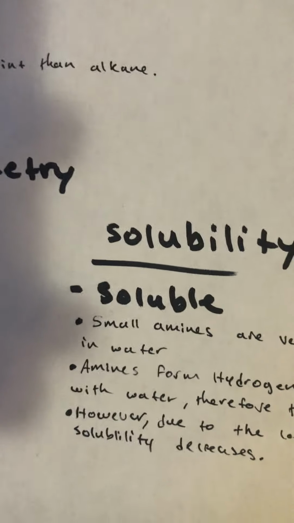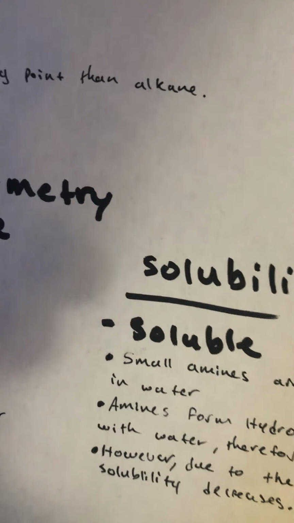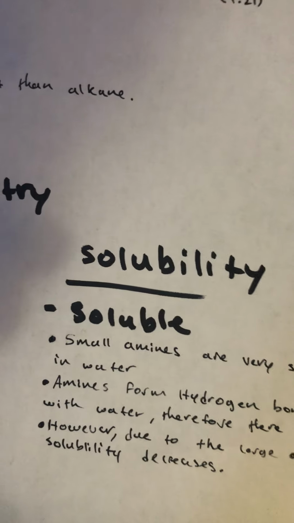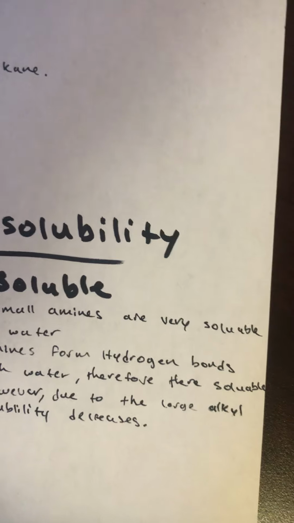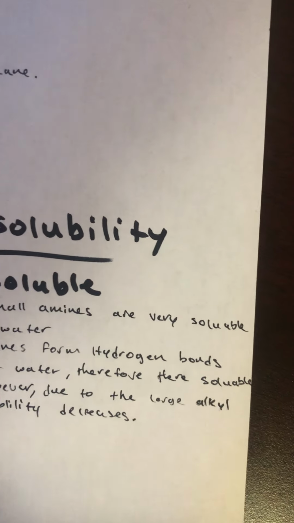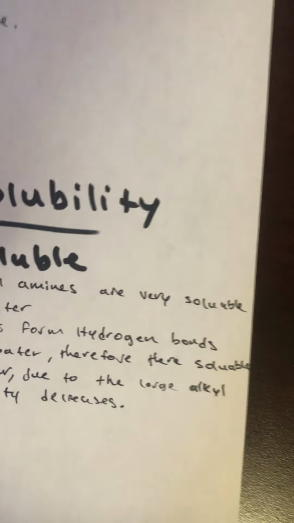Moving on to solubility. So small amines are very soluble in water, and amines and hydroxyls can both form hydrogen bonds in water and therefore are both soluble. However, due to the large alkyl groups, the solubility decreases.